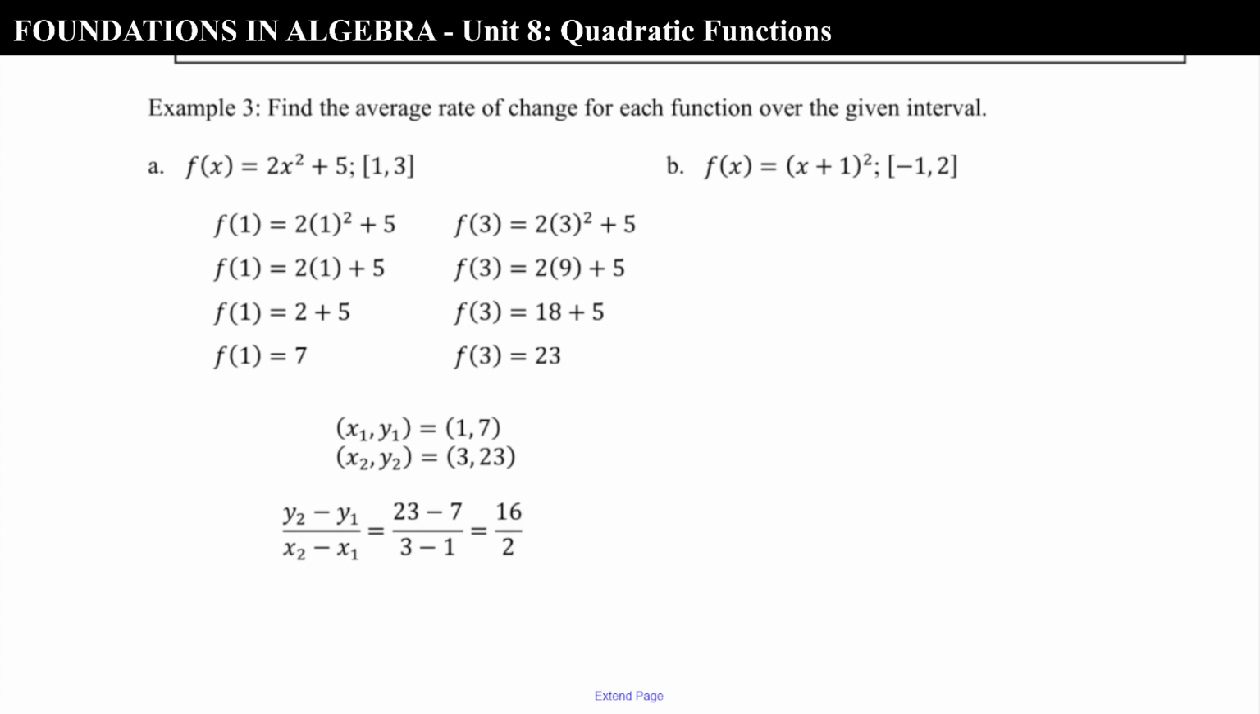23 minus 7 is 16. On the bottom, 3 minus 1 is 2. And 16 divided by 2 is 8. So our average rate of change from 1 to 3 for that function is 8.